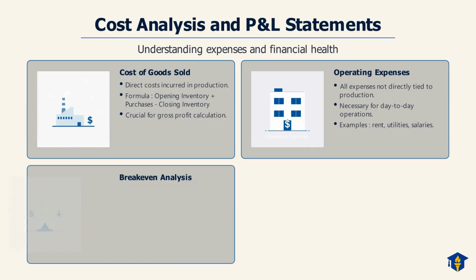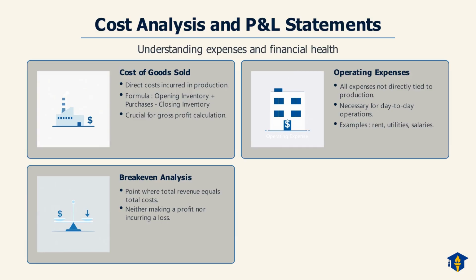Break-even analysis determines the point where revenue equals total costs. This is the sales level where a business makes neither a profit nor a loss. At this point, the business is simply covering all its expenses. The break-even point is fixed cost divided by the difference between price per unit and variable cost per unit.